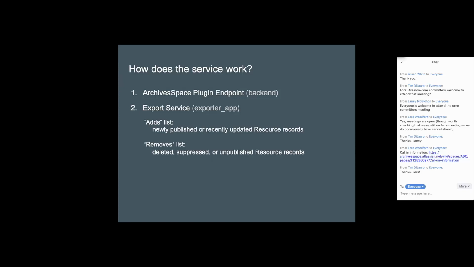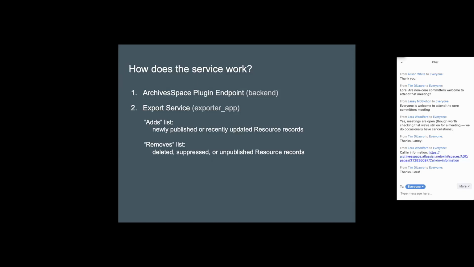So while we were testing the development of this, for instance, I always had the exporter app just living on my local laptop. But now that we're using it in production, we have the exporter app on a local virtual machine here at Yale University, whereas our version of ArchiveSpace is actually hosted at Lyrasis. So Lyrasis hosts our version of the plugin endpoint.